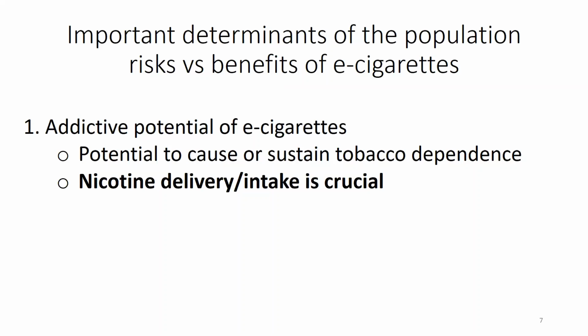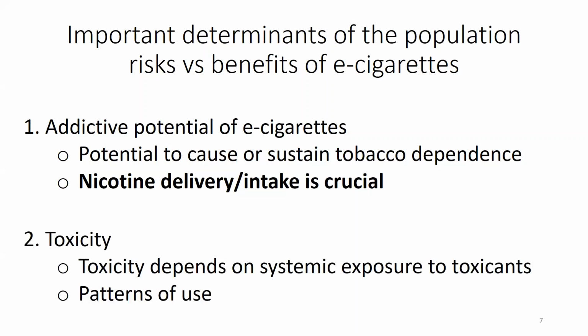The addictive potential of electronic cigarettes, so the potential to cause or sustain tobacco dependence. And for that, nicotine delivery, which we know nicotine is primarily the addictive substance in tobacco products, including electronic cigarettes. So nicotine delivery, and not just delivery, but the intake of nicotine, this is crucial towards the addictive potential of electronic cigarettes, even though some other things might play a role. For example, flavors might play a role in the addictive potential of e-cigarettes, but nicotine is key.